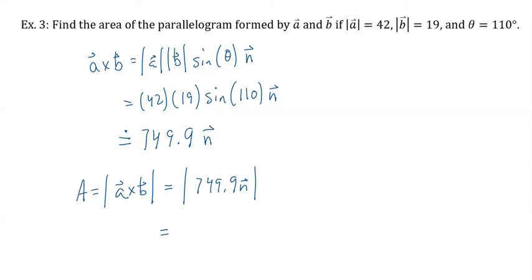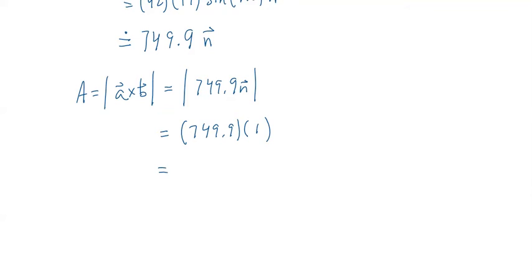So in our note as a reminder that this is what it would be, right? Which is just 749.9 units squared. Parallelogram property, don't forget it. One more property.